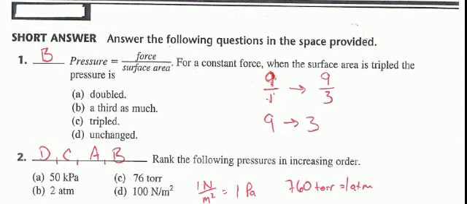Because remember, we have to have 101,325 pascals in order to have 1 atmosphere of pressure. So having 100 of those is like being 1,000 times short of 1 atmosphere. You're like 1,000th of an atmosphere. It's very, very, very small.